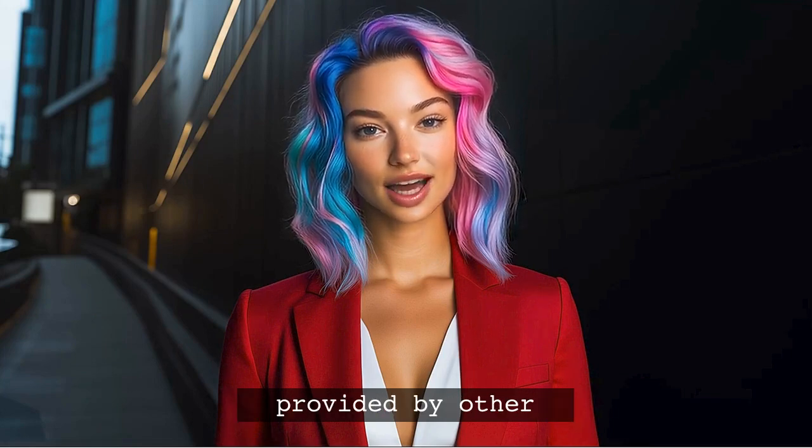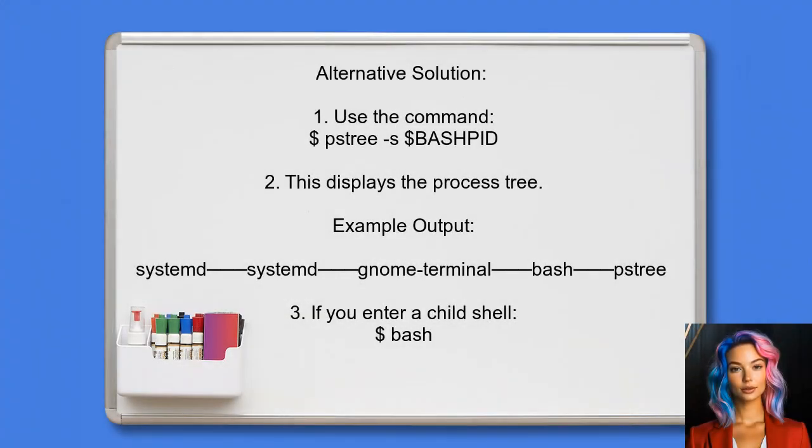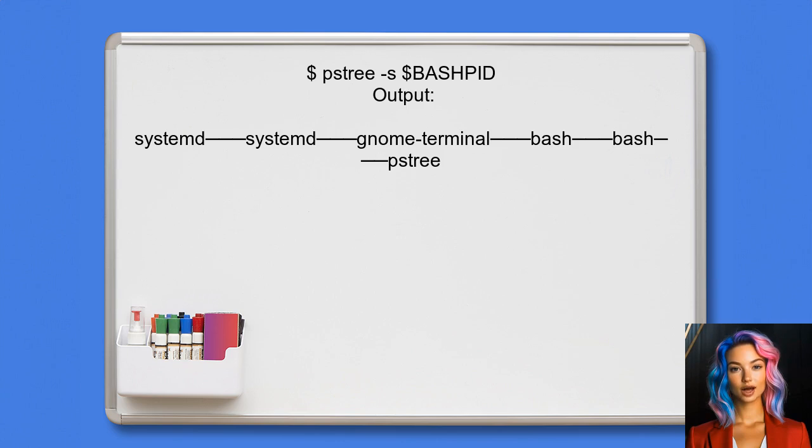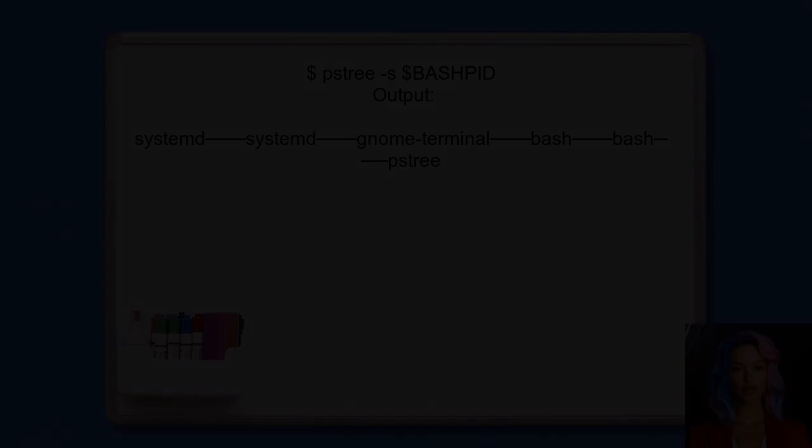Now let's look at the answers provided by other users. An alternative approach to check if you're in a child shell is to use the command pstree followed by the variable $BASHPID. This command shows the process tree, helping you identify your shell's hierarchy.